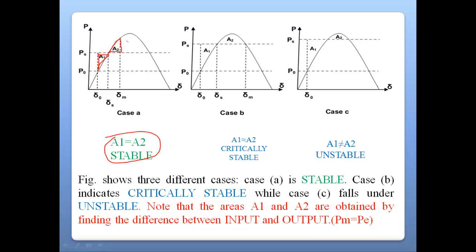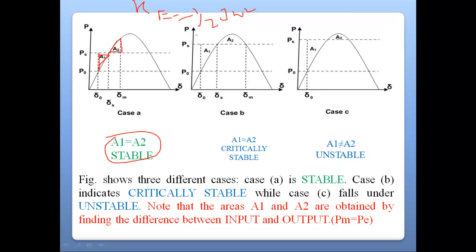Now, why are we saying this? If you remember the kinetic energy, kinetic energy is nothing but half J omega square, right? And this must be balanced by the electrical energy. And what is the electrical energy? Electrical energy is basically the SMVA, right?